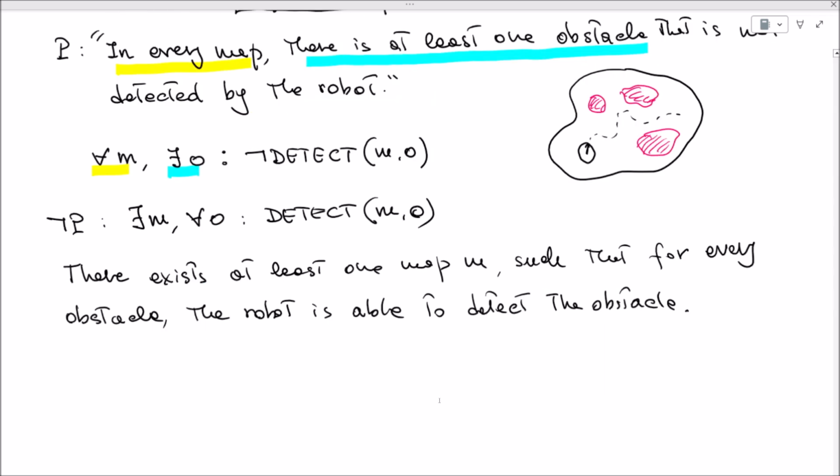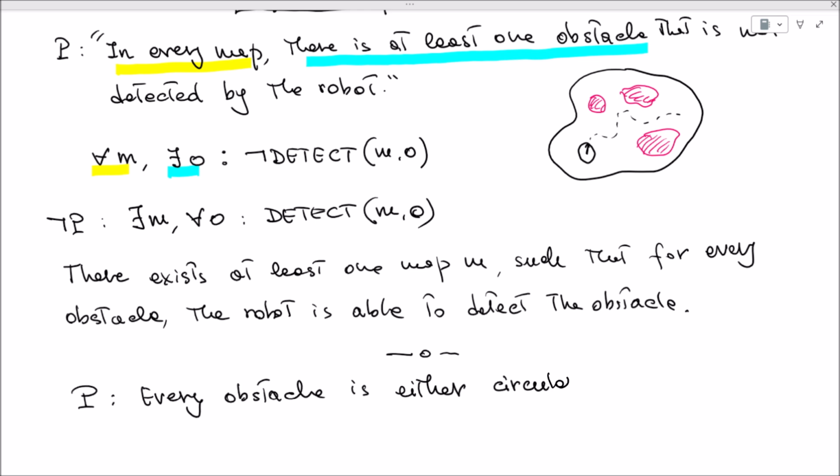Let's give another example now. And let's say that the proposition where I want to start is that let's say every obstacle is either circular or square. Okay, let's translate this into formal language.